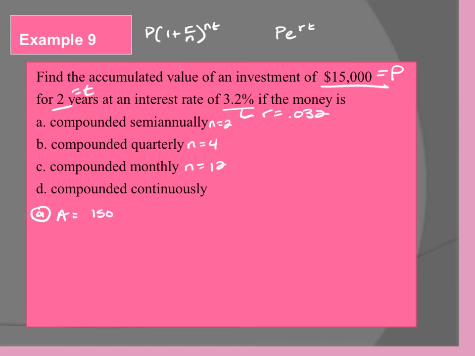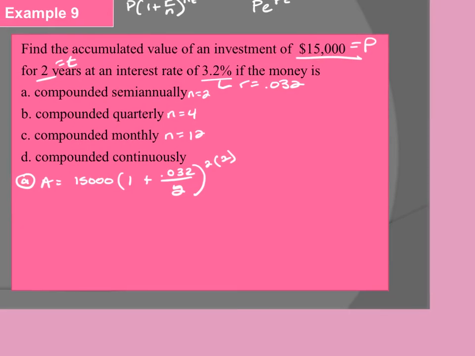Okay? So A equals P, which is 15,000, times 1 plus 0.032 over N, which is 2, to the NT, 2 times 2. We can have our calculators. You have to, yeah. I mean, unless I said just set it up. But this won't be on your quiz. This would be on your test.